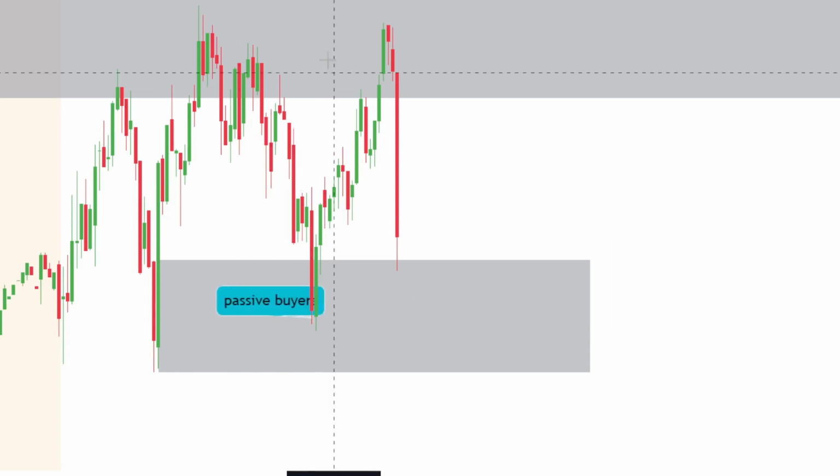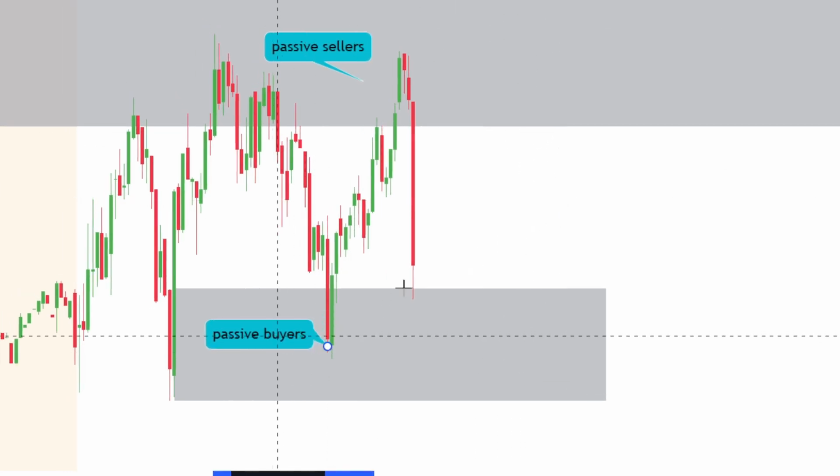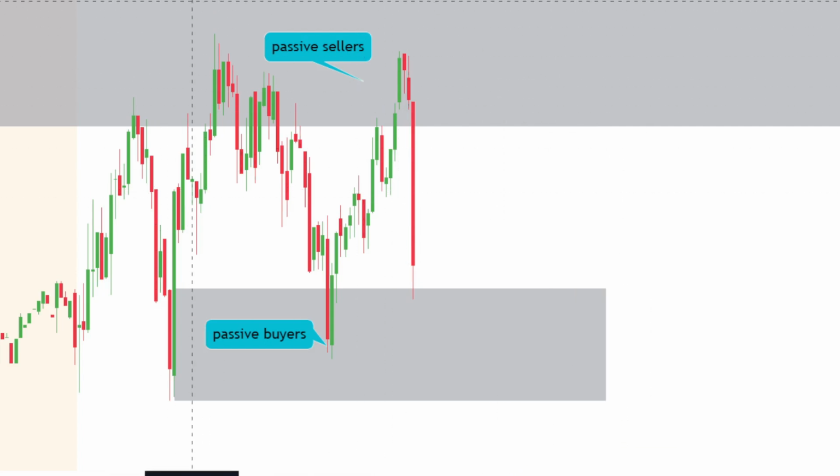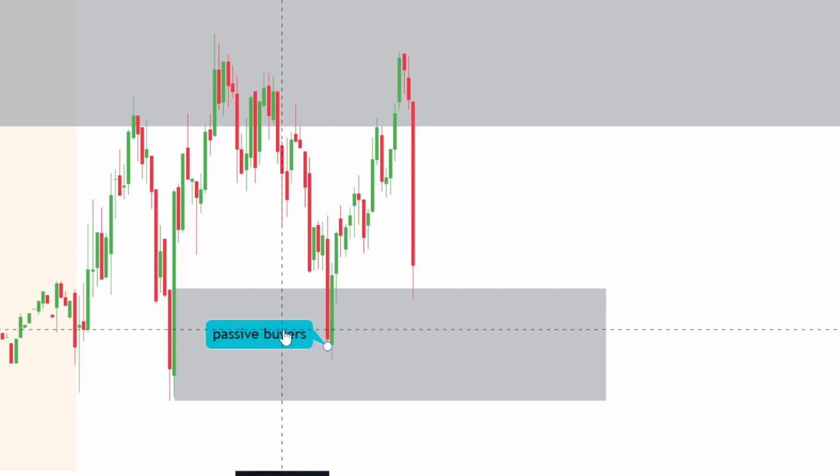And now over here, we see there's passive sellers. Now it's kind of a tug of war between passive buyers and passive sellers. At the moment, we see passive sellers selling to the aggressive buyers over here. So this supply zone is actually a solid zone. Now let's continue to play price on and see what we get.